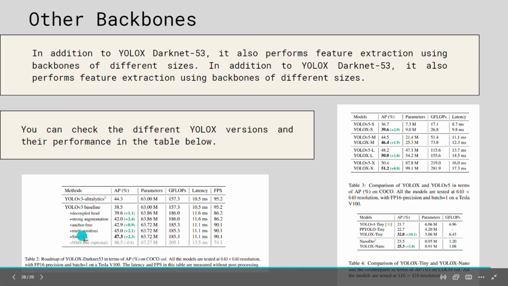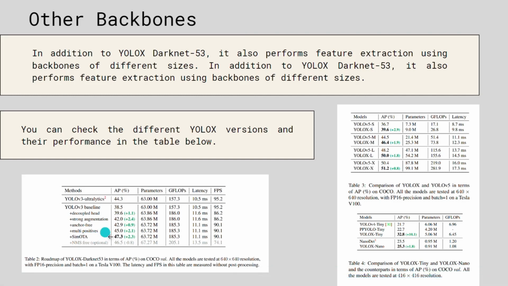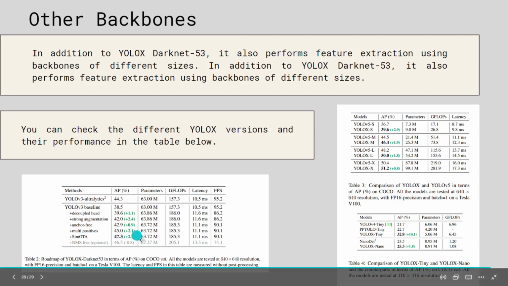By using multi-positives, or the positive labels that we have mentioned before, they also got a gain of 2.1. And by using the SimOTA strategy, they also got a gain of 2.3. And finally, using non-maximum suppression free as optional actually decreased the performance, so they just dropped this strategy.